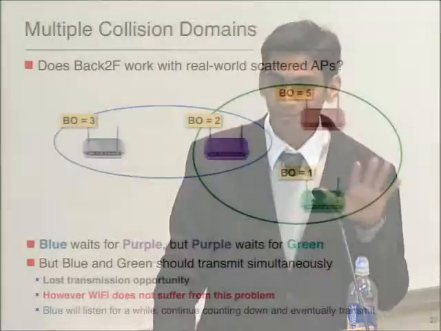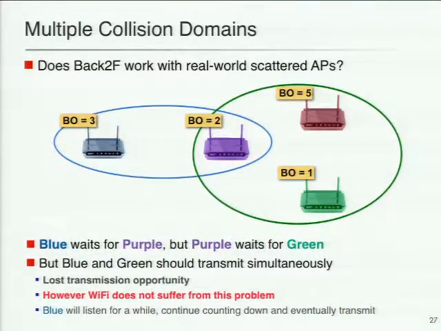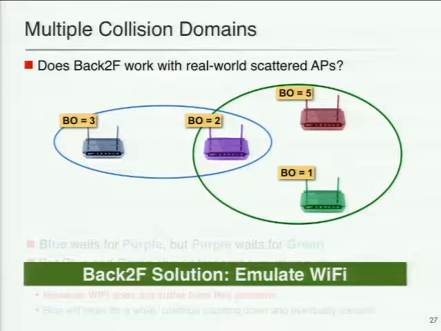Okay, so let me move on. So here we have a problem that blue will keep waiting for purple, and hence when green is transmitting, it will not transmit, and it will keep thinking that there is nothing going on in the channel. Why am I waiting for someone else? So observe, Wi-Fi does not have this problem. And what Wi-Fi does is, blue as a Wi-Fi access point will wait for purple for a while, and if it sees that purple is not transmitting, it will keep counting down and it will go ahead and transmit its packet. So our Back2F solution is to emulate Wi-Fi.